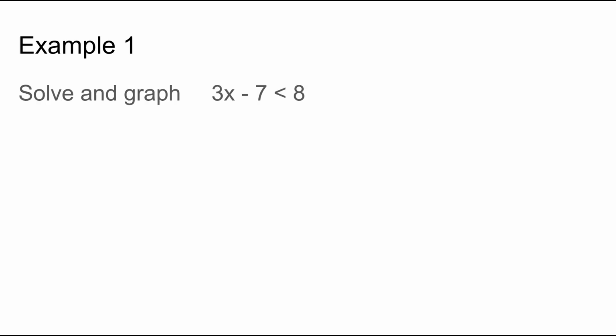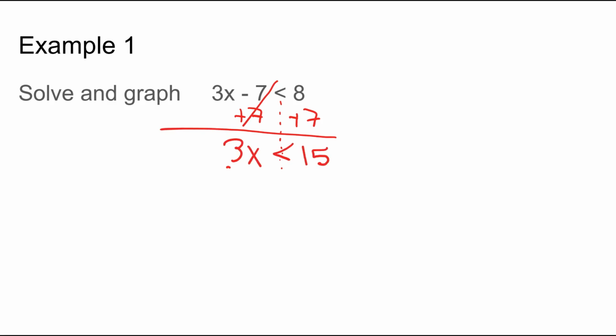So solve and graph. I'm going to use a dotted line here to help me remember it's an open circle. And then I'm just going to solve this exactly like an equation. I'm going to add 7 to both sides. I get 3x is less than 15. I'm going to divide both sides by 3 and pause. Did I divide by a negative number? No, so the symbol stays the same. X is less than 5.